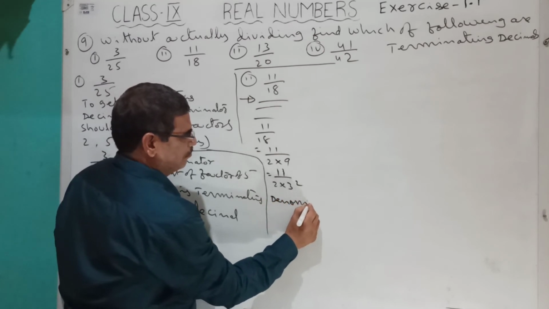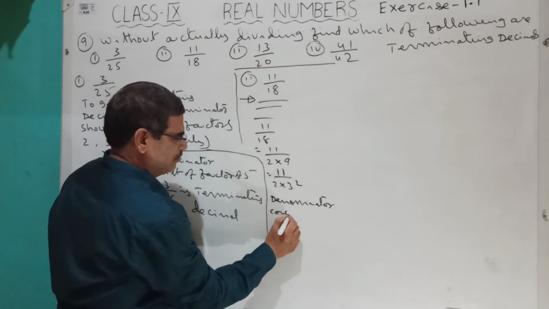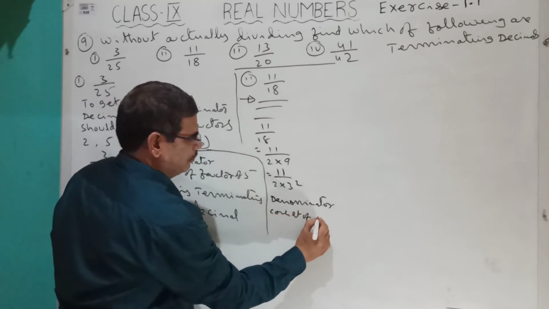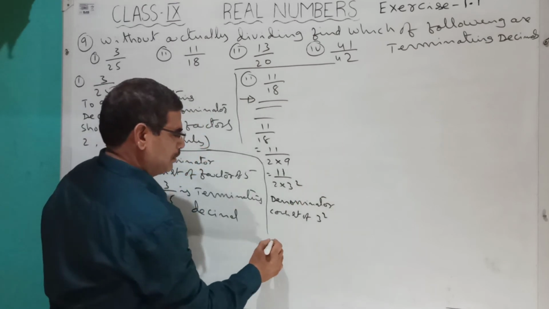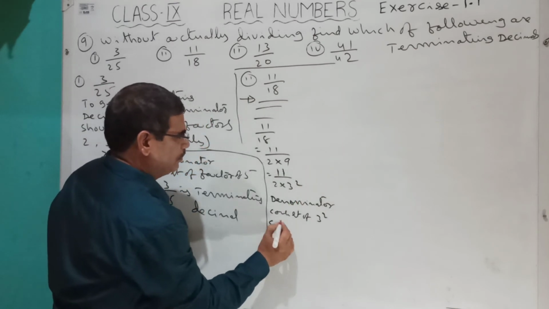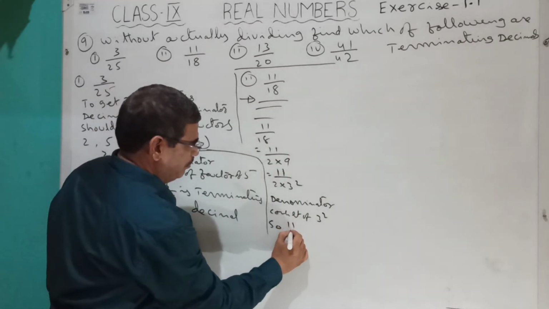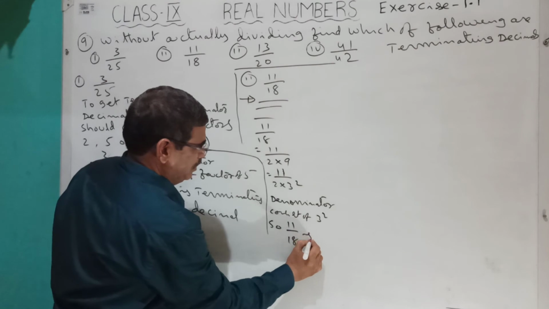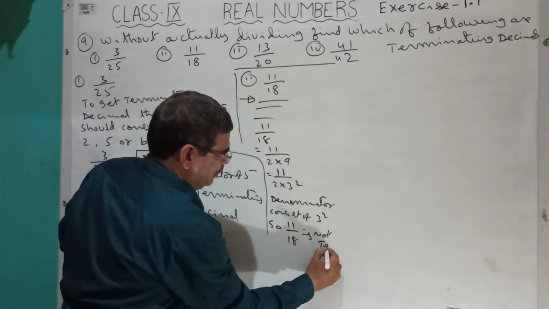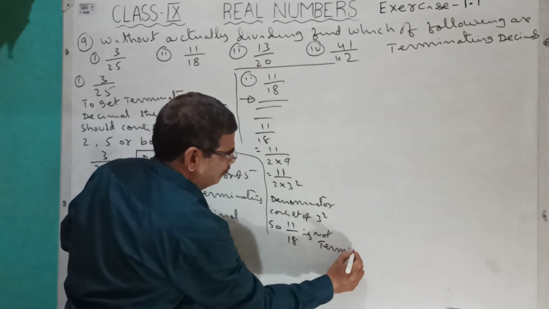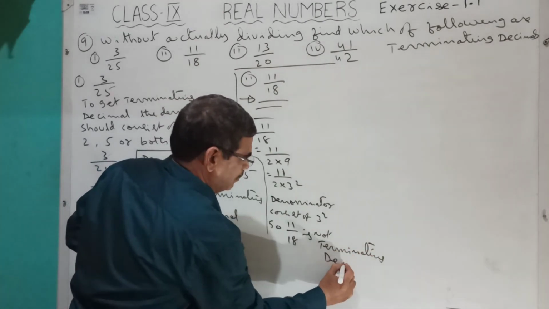The denominator consists of 3 square. So 11 by 18 is not a terminating decimal.